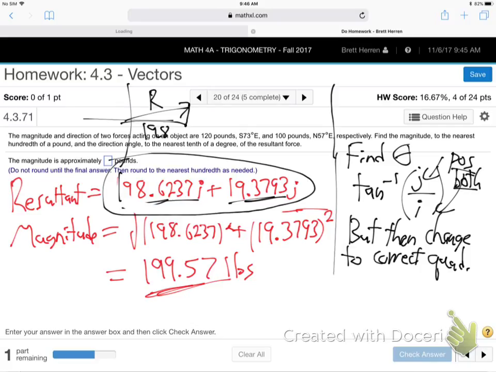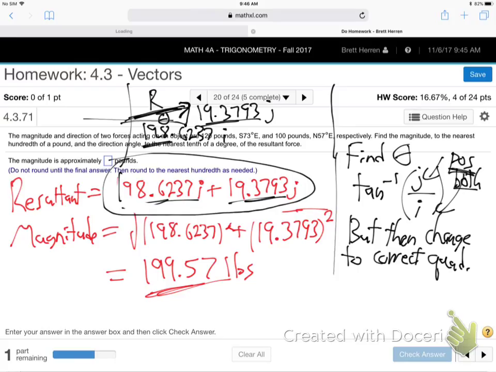The resultant vector is over 198.6237, and it's up 19.3793. So the resultant vector is right and up, isn't it? It is a first quadrant vector. Y'all with me? You see that? So the angle theta, which is right there, will be opposite over adjacent. So you see how it's the j over the I? It's always the j over the I, isn't it? But if it's in second, third, or fourth quadrant, you're going to need to adjust things.